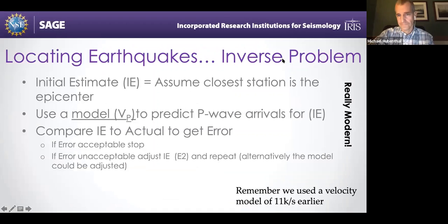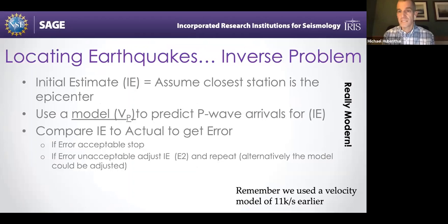So the way we're going to actually solve this inverse problem is we're going to make an initial estimate of where that earthquake is. And we're going to assume that it's the closest station to the epicenter. We're then going to use a velocity model to predict P wave arrivals for that location. So think about the velocity model that we used in our earth structure activity. We assumed 11 kilometers per second.